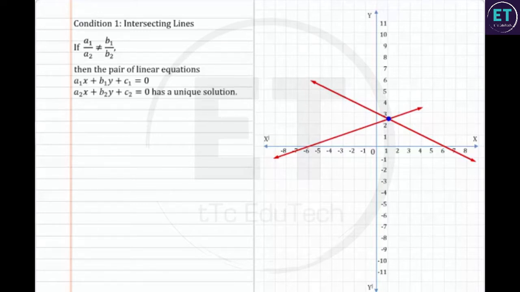Consider the pair of linear equations given here. Here a1 is equal to 2, b1 is equal to 4, a2 is equal to 1, and b2 is equal to -3. On substituting these values in the condition, we get 2 upon 1 is not equal to 4 upon -3. Here the pair of linear equations will have a unique solution. This means that the lines representing these equations intersect only at one point.